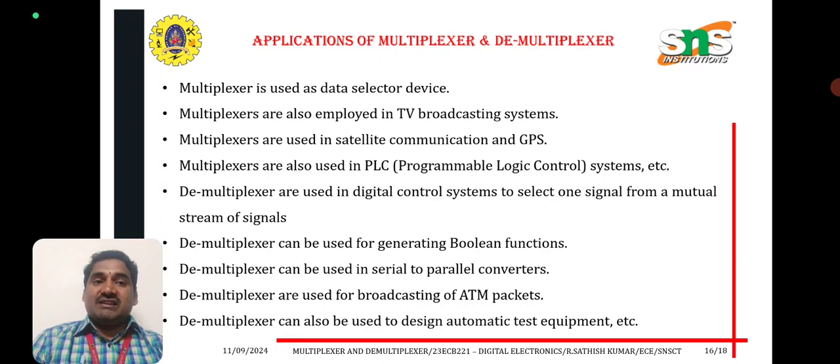Demultiplexer is used in digital control systems to select one signal from a mutual stream of signals. Demultiplexer can be used for generating Boolean functions, in serial to parallel converters, in broadcasting ATM packets, and can also be used in the design of automatic test equipment.